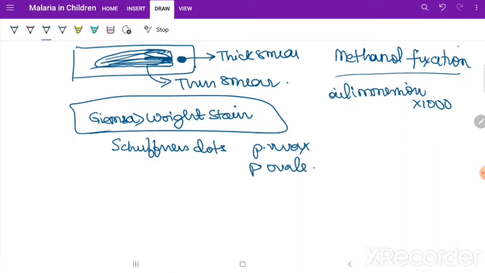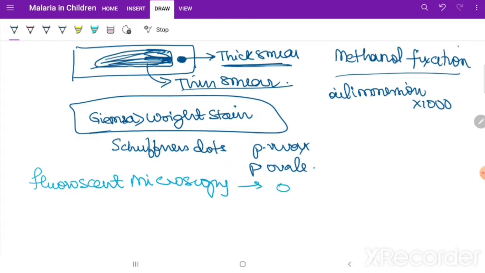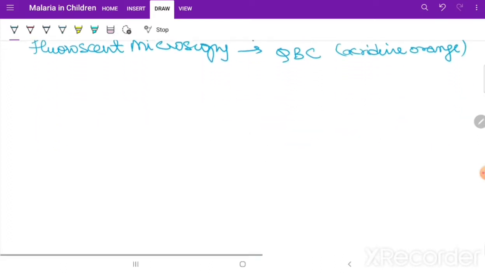Now, as you know, what is the use of thin smear and thick smear? Thick smear is used to identify the parasitemia, whereas thin smear is used for speciation. So thick smear has a higher sensitivity, whereas thin smear has more specificity. And then there is something called fluorescent microscopy. Sometimes we can go for fluorescent microscopy. In fluorescent microscopy, we can see the quantitative Buffy coat test, which is stained with acridine orange. Okay, this is about the smear.